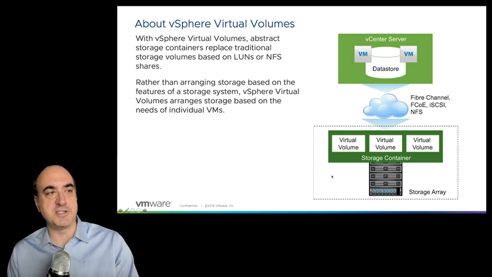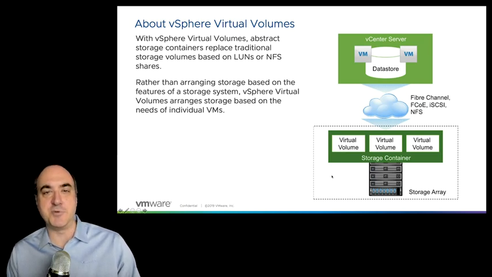Then rather than arranging storage based on features of a storage system, virtual volumes arranges storage based on the needs of individual VMs. So the VMs, like we said, are the first-class citizens. You define exactly which of those features in the pool of disks you would like your VMs to be able to use, right? Well, that storage infrastructure may provide offloading capabilities of things like replication, encryption, compression, caching capabilities, offloading of snapshots, lots of things that the array can provide in a storage container, and then we can pick and choose which of those capabilities would apply to each of the different policies.